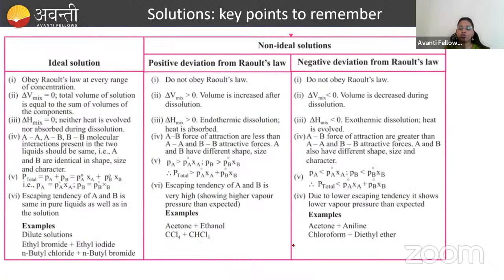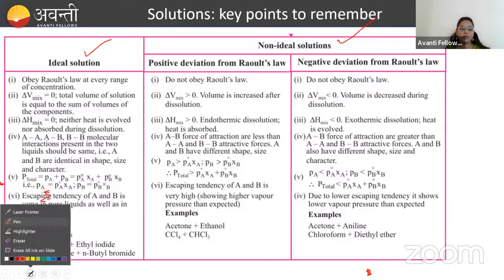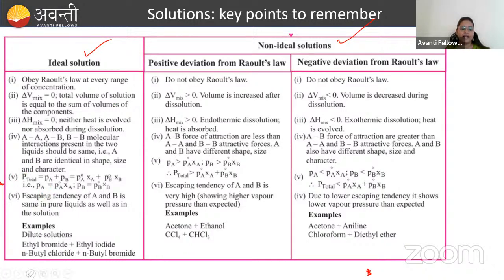Next, when we talk about solutions, there are two types of solution: ideal solutions and non-ideal solutions. So what are the ideal solutions? Those which obey Raoult's law are known as ideal solutions, and those which do not obey Raoult's law are known as non-ideal solutions. So these are the non-ideal solutions, which show positive deviation and others showing negative deviation.